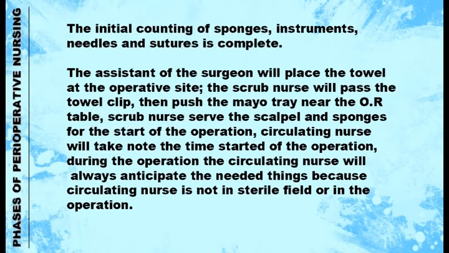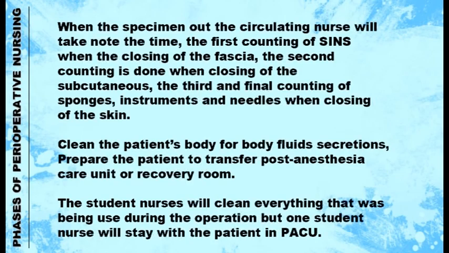The assistant of the surgeon will place the towel at the operative site. The scrub nurse will pass the towel clip, then push the Mayo tray near the OR table. The scrub nurse serves the scalpel and sponges for the start of the operation. The circulating nurse will take note of the time the operation started. During the operation, the circulating nurse will always anticipate the needed things because the circulating nurse is not in the sterile field or in the operation. When the specimen is out, the circulating nurse will take note of the time.